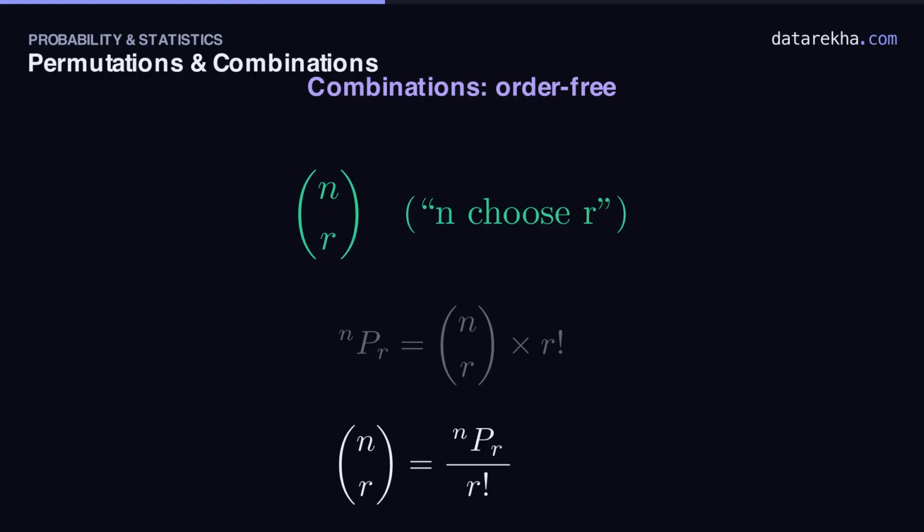Turn that around, and n choose r is simply nPr divided by r factorial. Written fully, n choose r is n factorial over r factorial times n minus r factorial. That r factorial on the bottom is the machine that erases order.